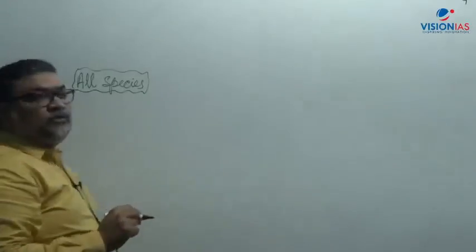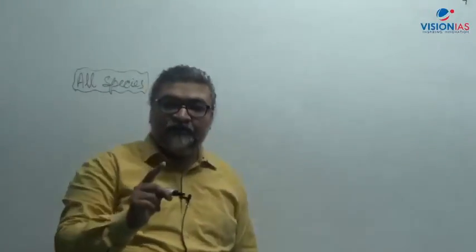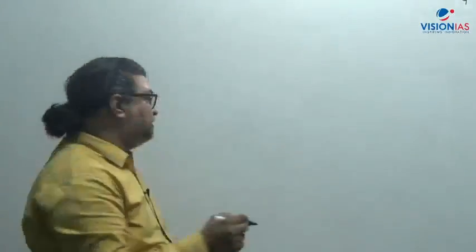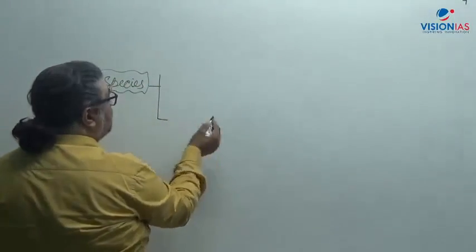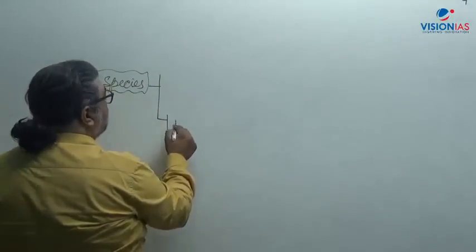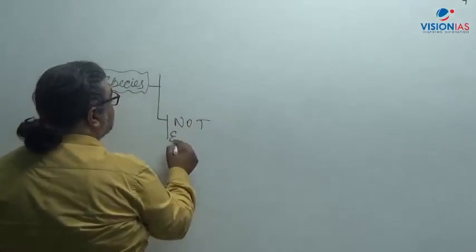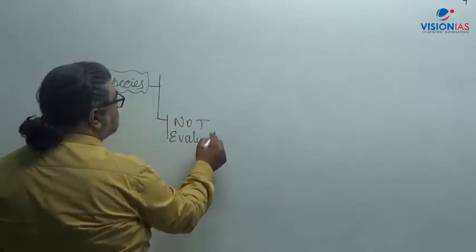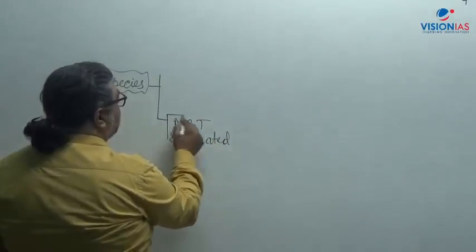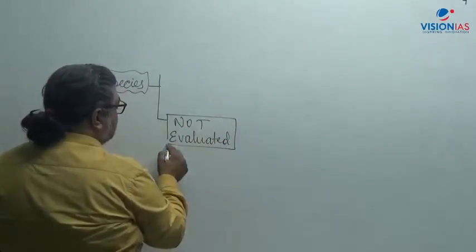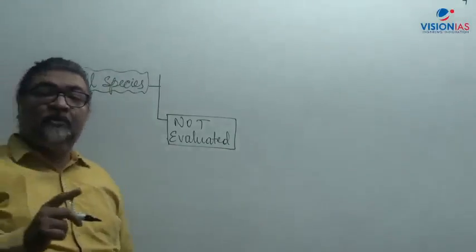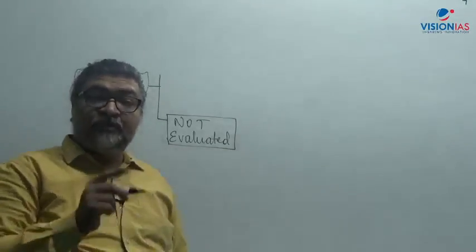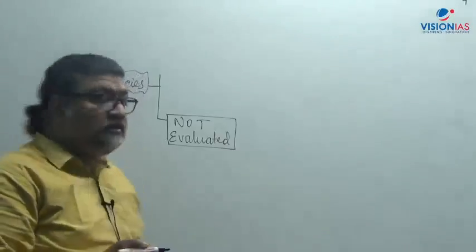Now what can be the two conditions here? Either they have been evaluated for risks or they have not been evaluated. So the first thing that comes here is either evaluated or not evaluated. Let's say not evaluated. Evaluation has not been done, so they are placed into this category. The species are known to the scientists, but they have not been evaluated for risks.